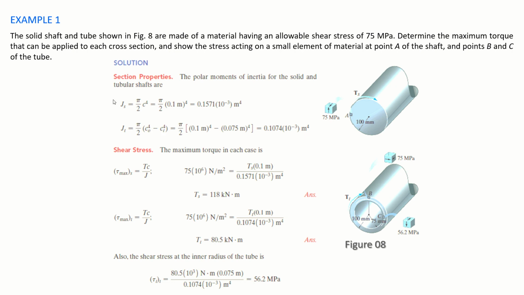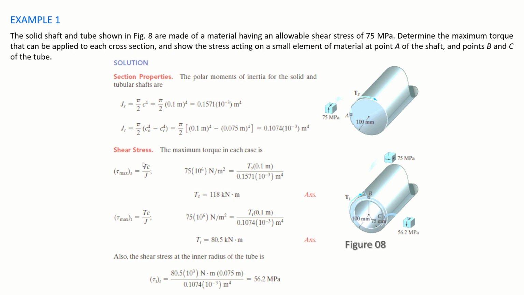So we find this one out. Shear stress, the maximum torque in each case is, we know this formula, that tau maximum is equal to Tc by J, and tau maximum is given to us, which is 75 megapascal. So we are putting the values of tau maximum, which is equal to 75 megapascal. Mega means 10 power 6 and pascal is Newton per square meter.